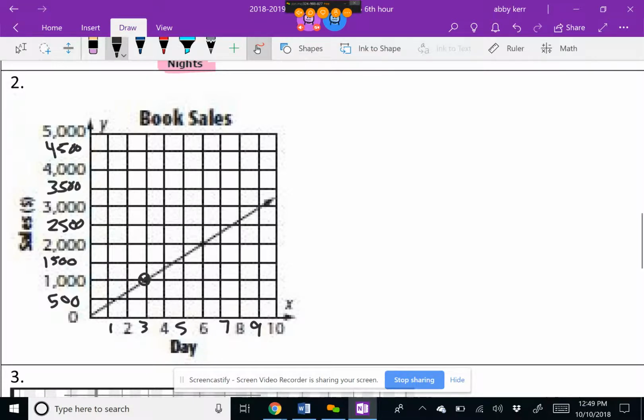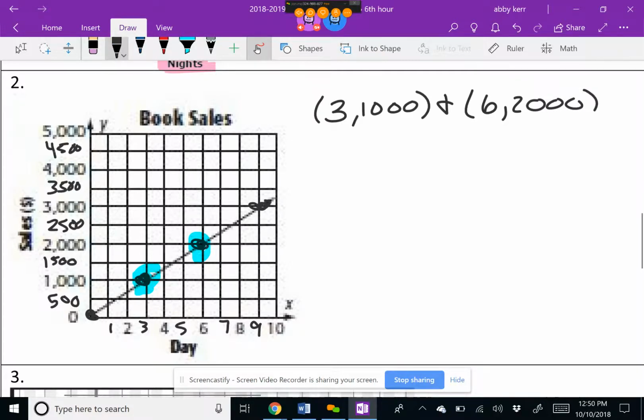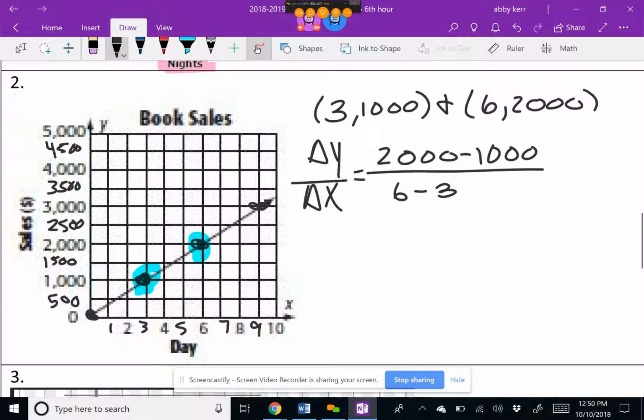Then we find our ordered pairs just like we did before. There's only 3. They're equally spaced. Pick 2 ordered pairs. The popular ones today were those 2. You could pick the endpoints. You can pick any 2. It doesn't matter. Just make sure you get the ordered pair right, which is 3, 1,000. And then 6, 2,000. And then we're just going to do delta y over delta x, which is 2,000 minus 1,000, all over 6 minus 3.